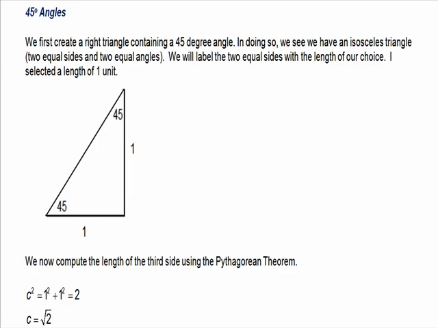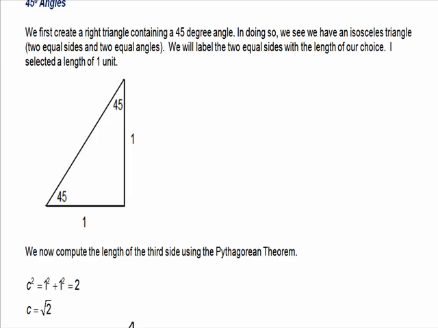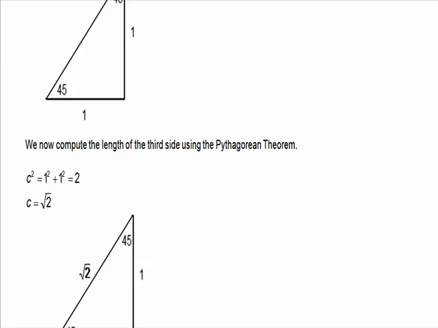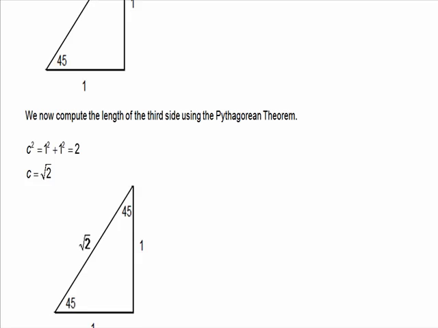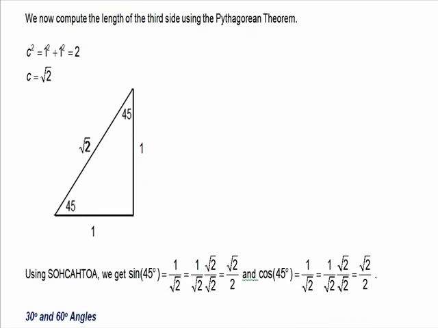And so I'm going to label those two equal sides with any length. I just happen to take a length of 1 unit. So you'll notice if you look at my triangle that I have 1 unit and 1 unit. And now I'm going to compute the third side using the Pythagorean theorem. So the third side is C. I always call the side opposite the right angle C. And so if I do that, I get C squared equals 1 squared plus 1 squared, which is 2. So C is the square root of 2. Technically, remember, plus or minus, but we're dealing with lengths on a triangle, and so it's going to be positive the square root of 2.